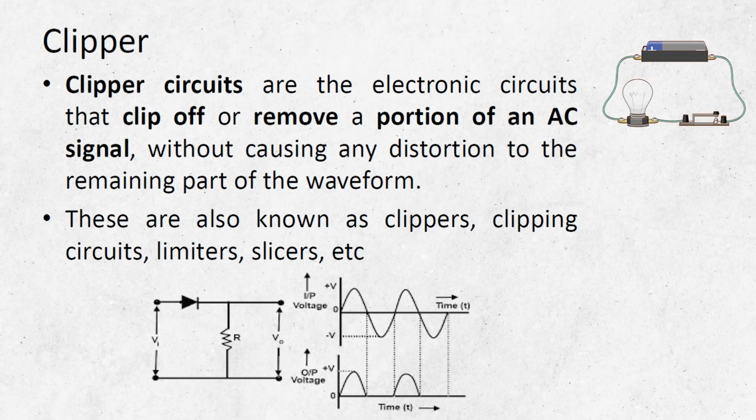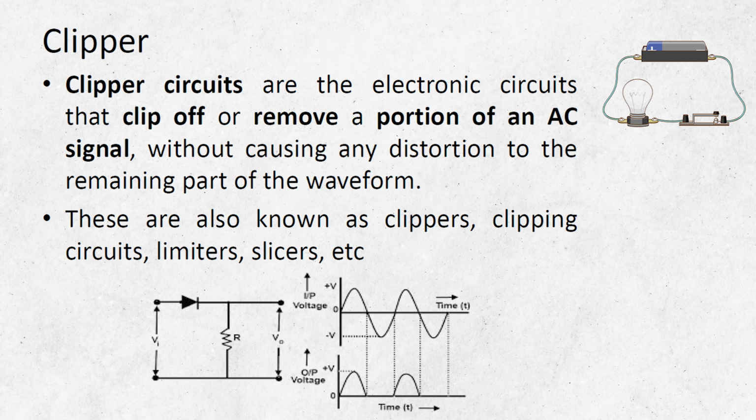So, what is a clipper? The clipper circuits are the electronic circuits that clip off or remove a portion of an AC signal without causing any distortion to the remaining part of the waveform. These are also known as clippers or clipping circuits or limiters or slicers, etc.